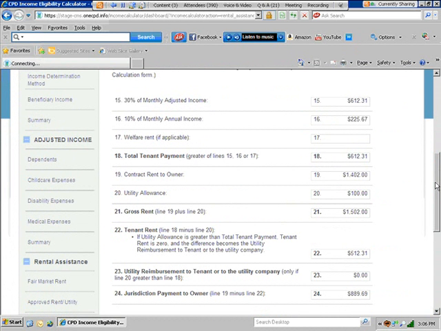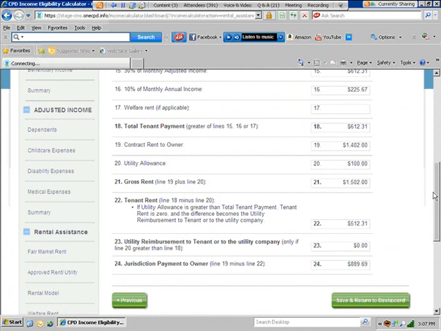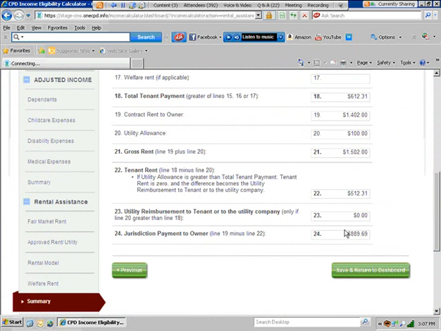The rent to the particular landlord is $1,402. The utility allowance is $100. Okay, so the gross rent is $1,502, and the tenant is going to pay the difference. Basically, the tenant's going to pay 30% of their income, just not the utility payment. And this is what they're directly paying to the landlord, the $512.31. They're paying the $100 to the utility companies, right? And then finally, the difference with that is going to be the $889.69, which is the HOPWA rental assistance payment provided to the landlord. All right.